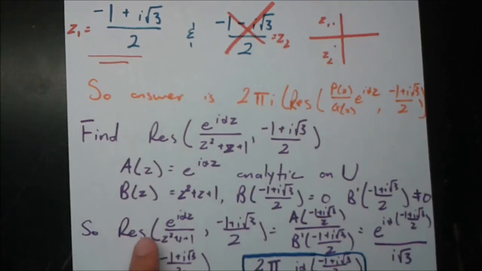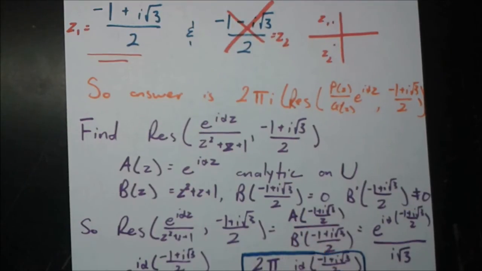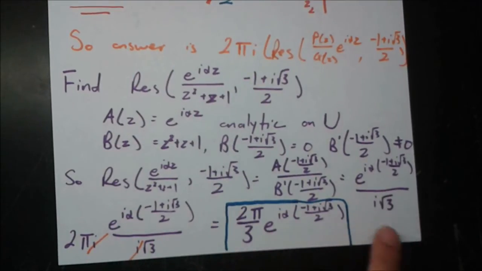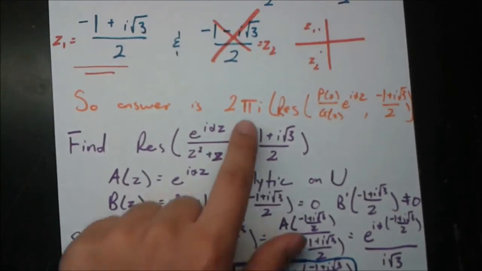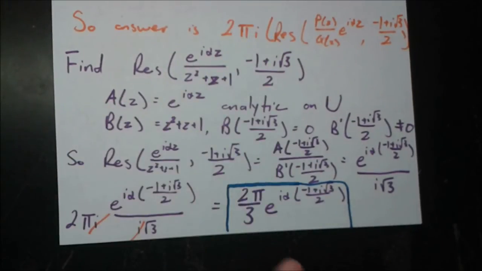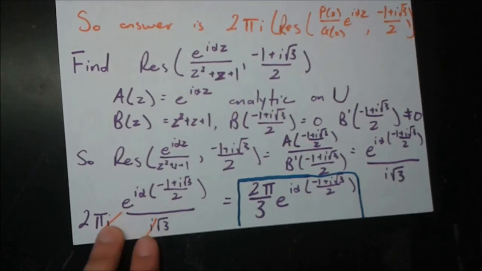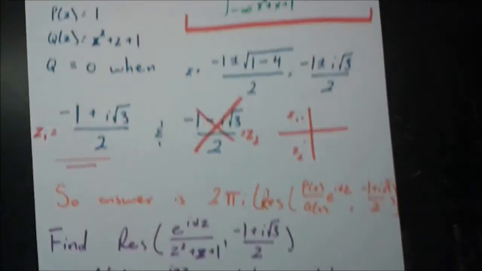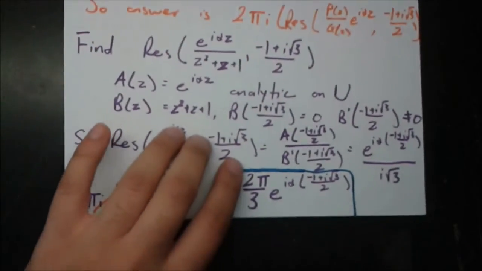The formula was that the residue is equal to A of that number over B prime of that number. A of that number comes out to e to the i alpha times negative 1 plus i root 3 over 2, and B prime of that number comes out to i root 3. Now we multiply this by 2 pi i, because that's what the residue theorem tells us to do. Once we do 2 pi i times this, we see these two i's cancel out. But we still have an i up here, which is okay, because if it's an imaginary integral, then that's fine, since we expect it's possible to be imaginary.